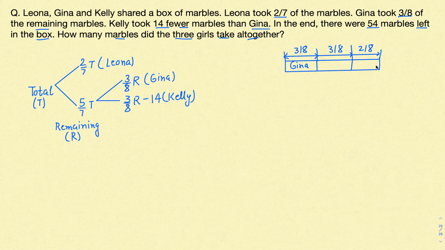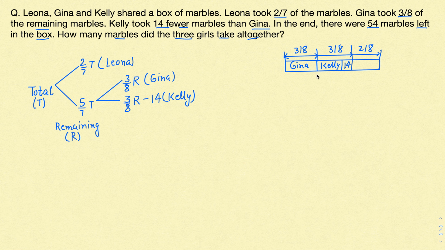Now, how much has Kelly taken? Kelly has taken 14 less than Gina. Gina has taken 3/8. That means from this other 3/8, she has not taken the full amount. She has taken 14 less than Gina. So this much is taken by Kelly.